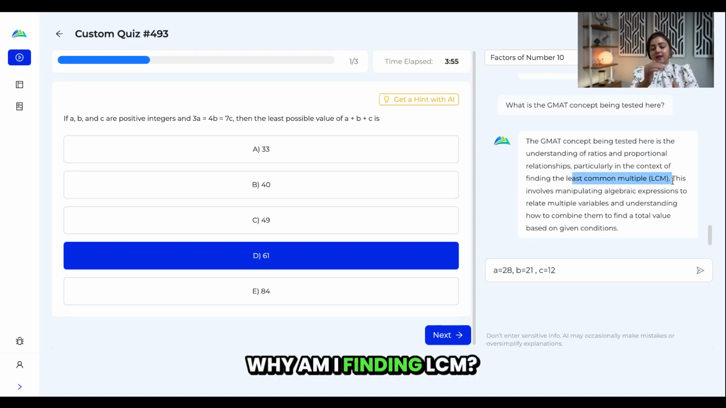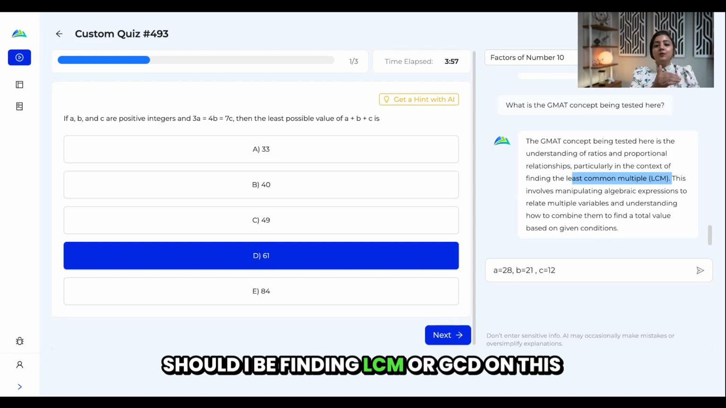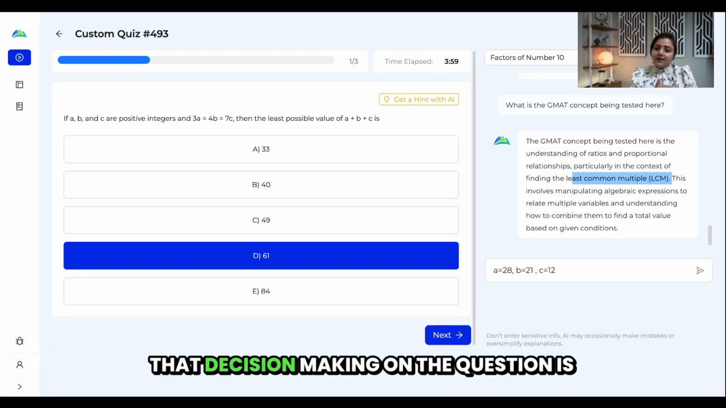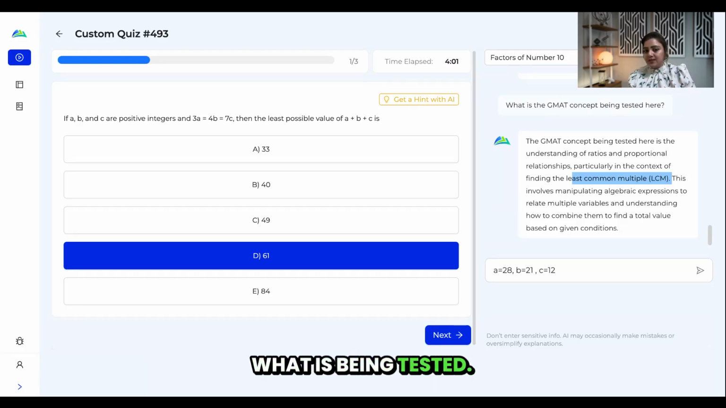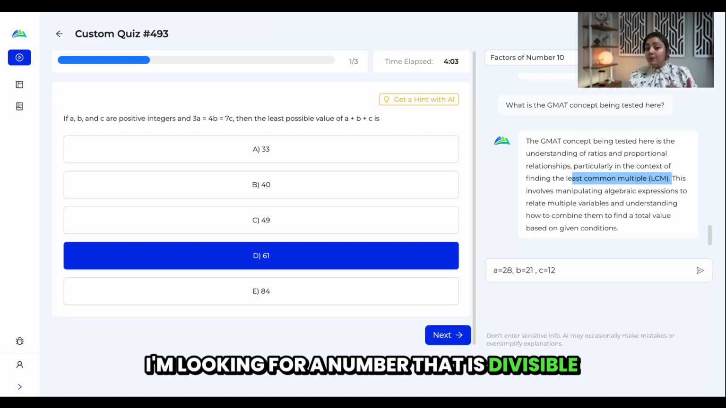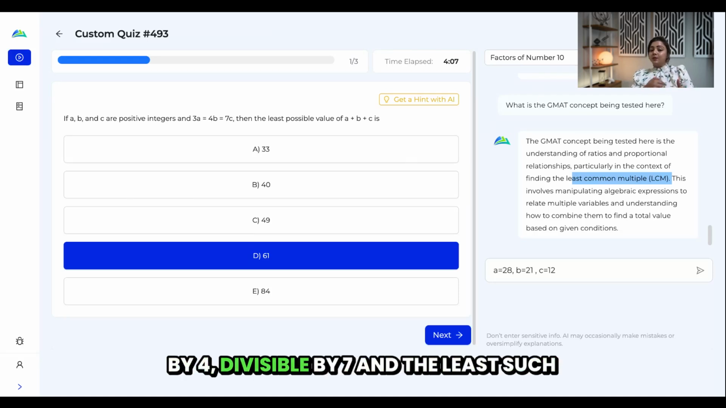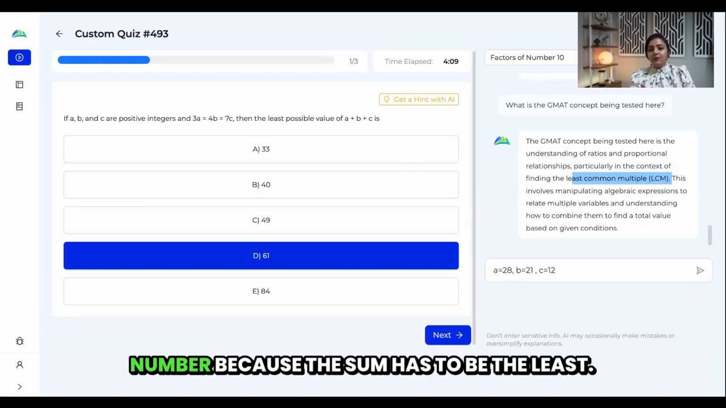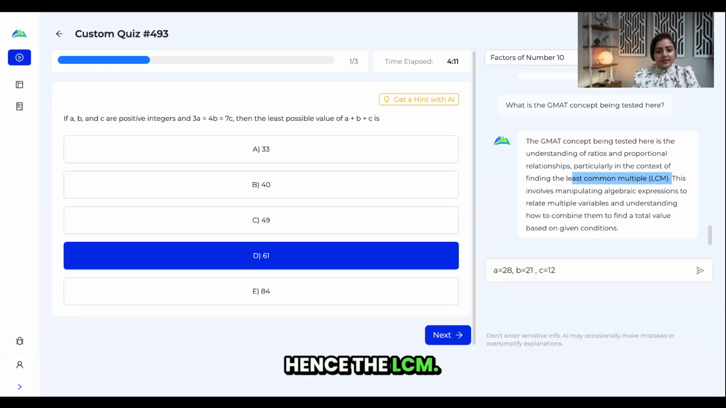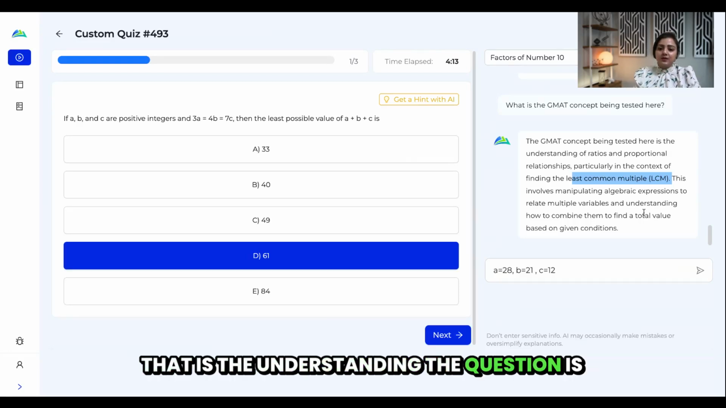Why am I finding LCM? Should I be finding LCM or GCD on this question? That decision making on the question is what is being tested. I'm looking for a number that is divisible by, not dividing. Divisible by 3, divisible by 4, divisible by 7. And the least such number because the sum has to be the least. Hence the LCM. That is the understanding the question is testing you on.